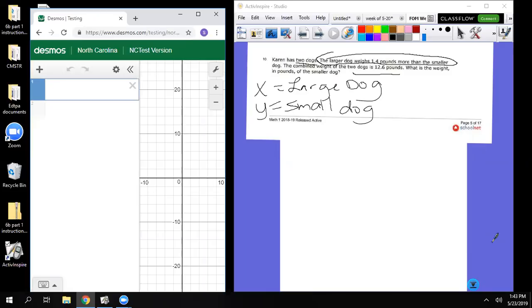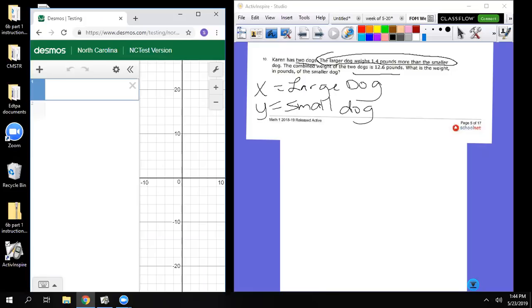Well, the fact that we're talking about 2 dogs and we need to find the weight for one when one of the weights is given tells me that I'm going to have 2 equations that I need to write. So let's go ahead and define those. Well, according to the question, it says that the larger dog weighs 1.4 pounds more than the smaller dog. And it also says that the combined weight of the 2 dogs is 12.6 pounds. So this is the important information. So we always want to begin by assigning variables to what we're looking at. So X will be our large dog and Y will be our small dog.